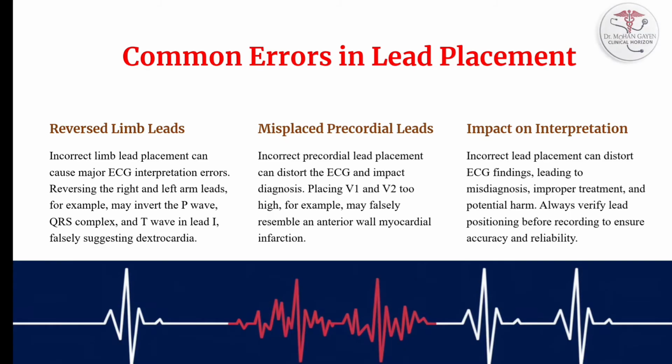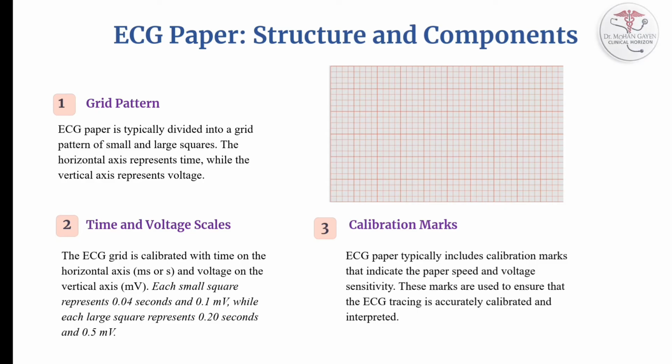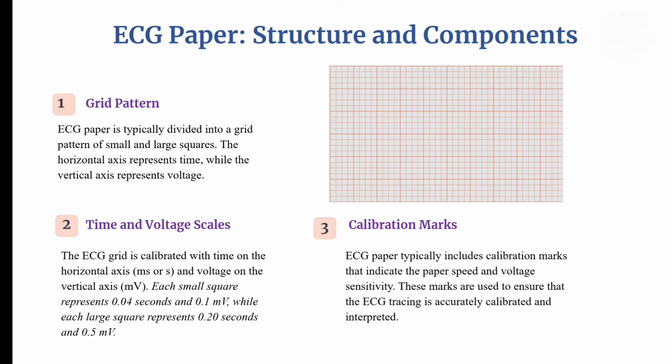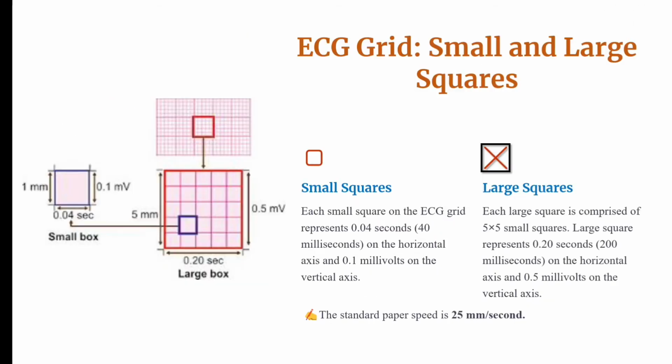ECG paper, structure and components. ECG paper is divided into a grid pattern that helps quantify time and voltage. The horizontal axis represents time, typically measured in seconds or milliseconds, while the vertical axis reflects voltage. Each small square on the grid represents 0.04 seconds and 0.1 millivolts, with large squares representing 0.20 seconds and 0.5 millivolts. These measurements are essential for assessing the duration and amplitude of the different ECG components, such as the P-wave, QRS complex, and T-wave.